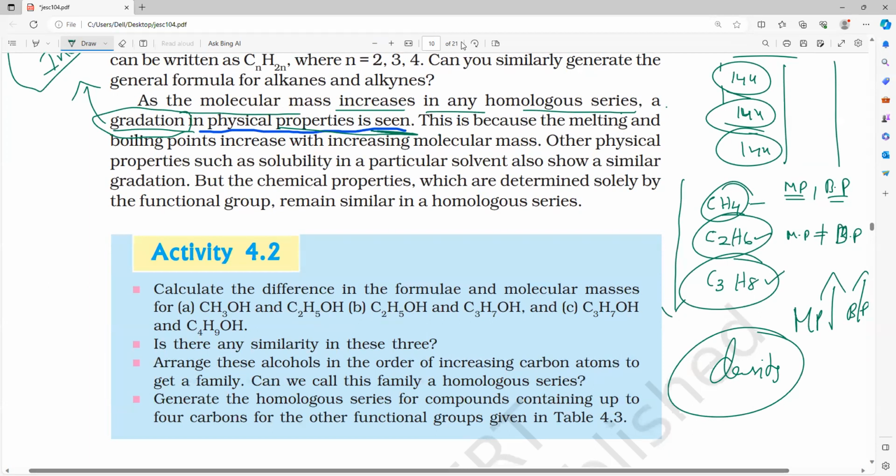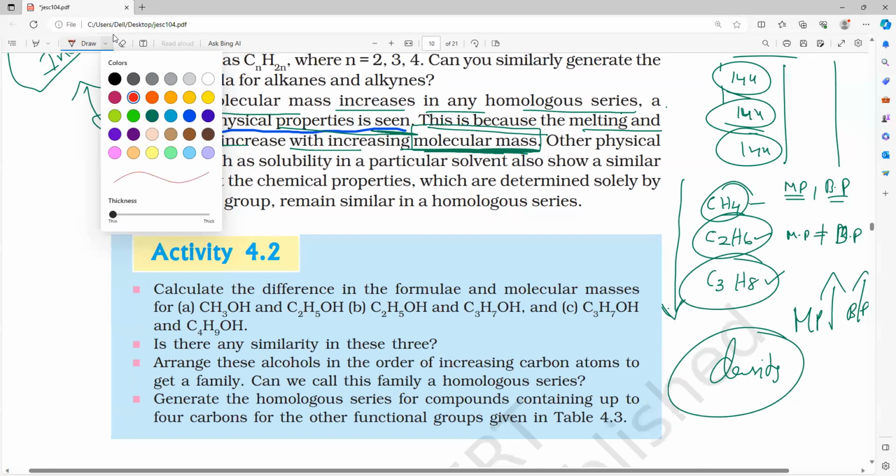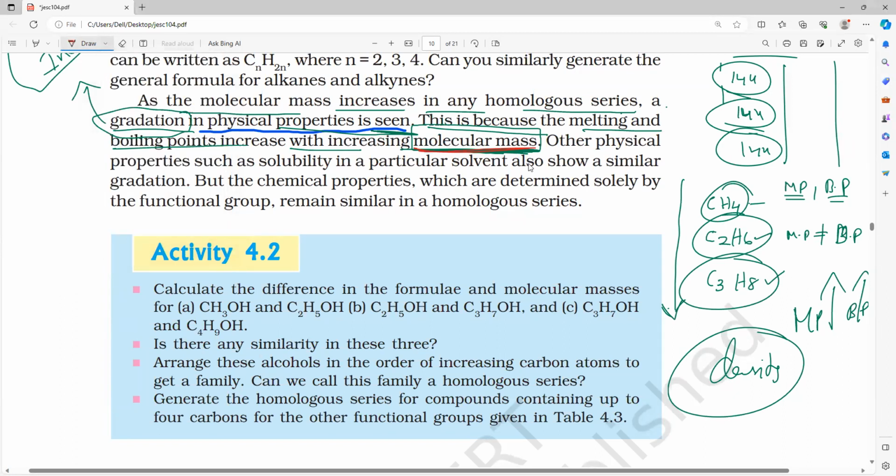Do you understand, everybody? Please respond, all of you. Next, solubility also changes. Everything will change as you keep on going down. Do you understand, Mitakshri? Because the melting and boiling points increase with increasing what? Molecular mass. Understand? Please, guys, respond. Very important. As molecular mass increases, what will increase? Boiling point also increases and melting point also increases.